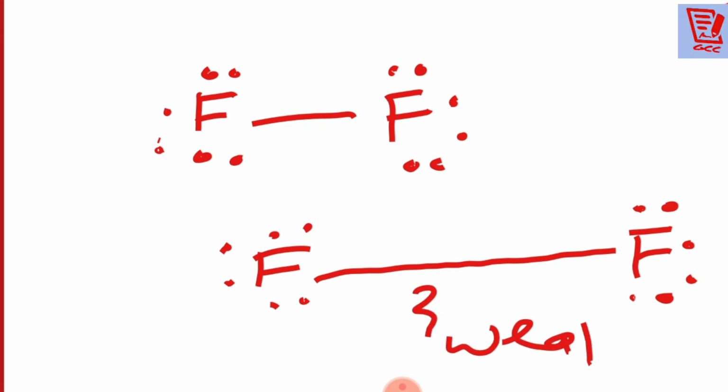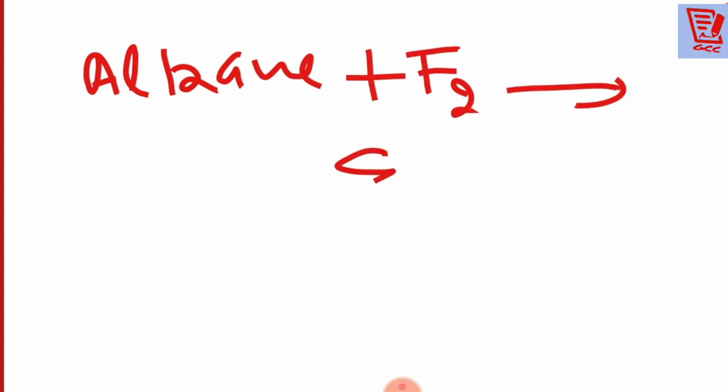And when the fluorine bond length increases, what happens over there? The bond will become weak. And when the bond becomes weak, its reactivity is going to increase. So if we give a direct reaction of alkane with F2, there will be an explosion.